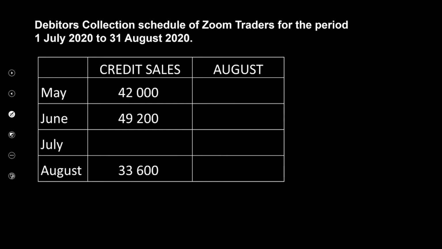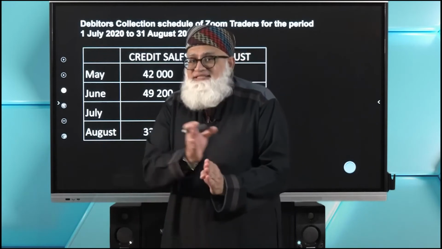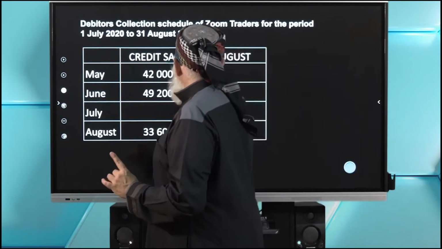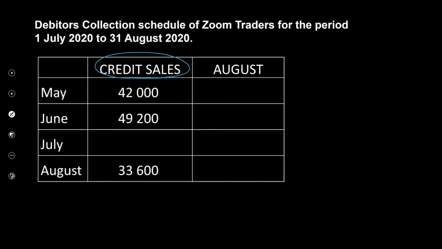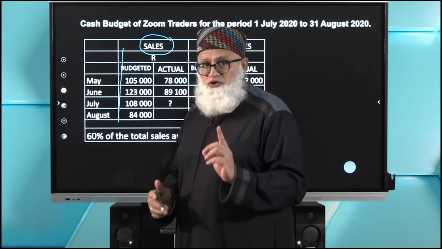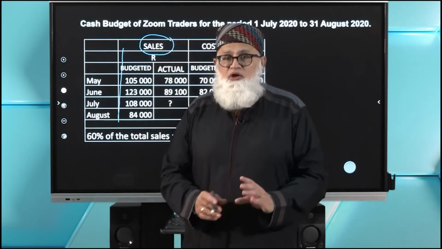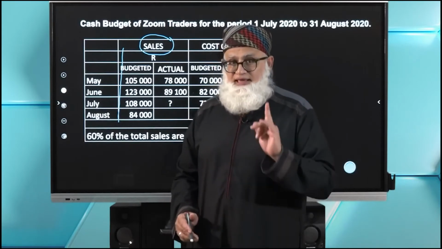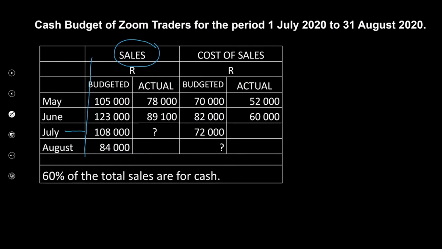So, very, very important. Whenever you are asked to complete a debtor's collection schedule, what you require to be able to complete it is definitely your credit sales. Do you see that? So now that you have the credit sales, they asked you to calculate the credit sales for July. Let's go back and see the information that we have here. We are told that these sales figures are your total sales figures, but that's inadequate. That's not what we require to complete the debtor's collection schedule. In order to do a debtor's collection schedule, like I mentioned earlier, you require your credit sales. And therefore, step number one, calculate your credit sales for July.